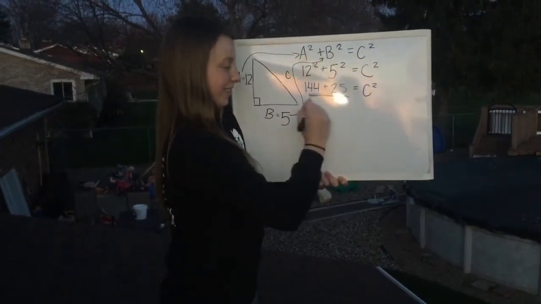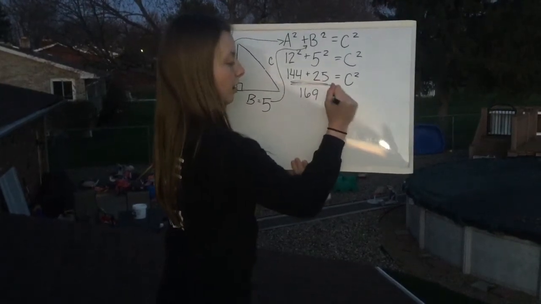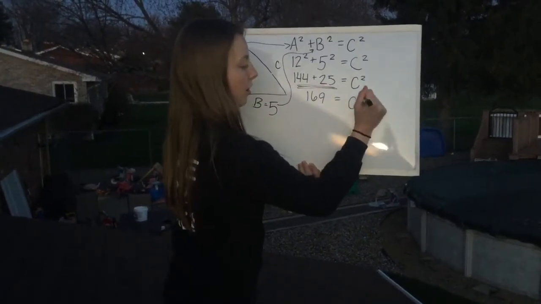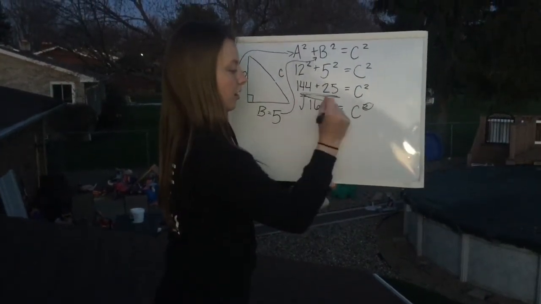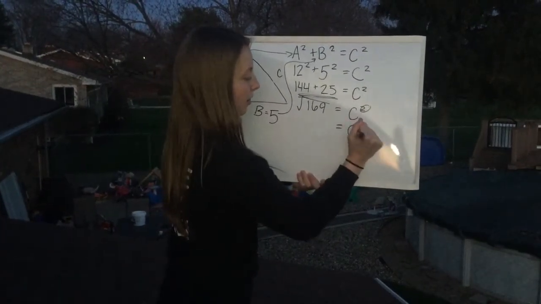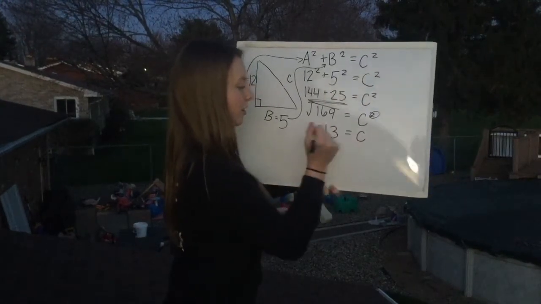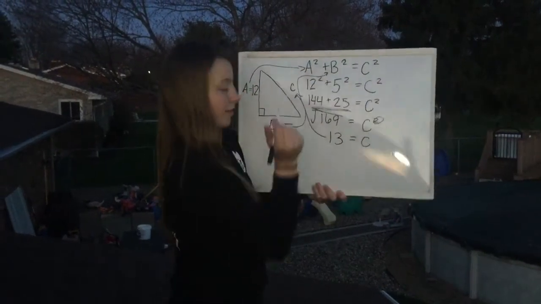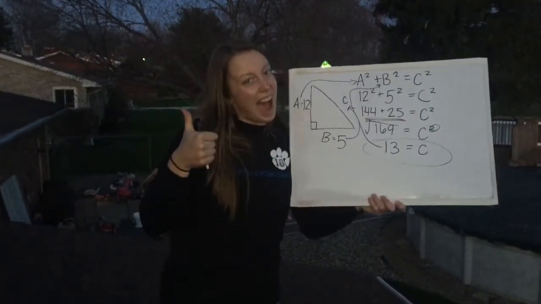Alright, let's add these together. 144 plus 25 is 169. Alright, since C is squared, we have to cancel that square with a square root. So the square root of 169 is going to be 13. So 13 equals C. Great job, everybody.